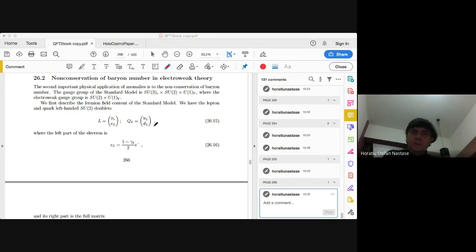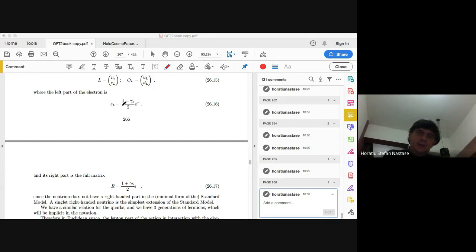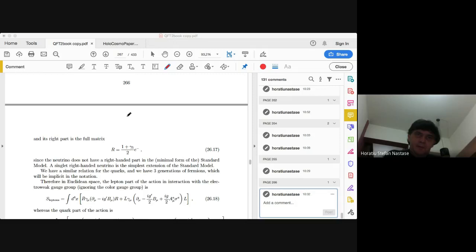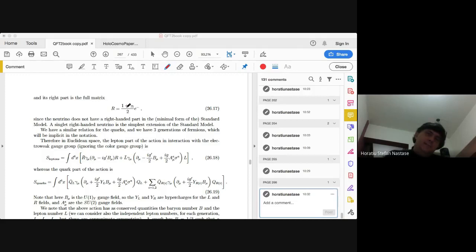And then we also have the quarks, which are also doublets under SU2: up down, charm strange, and top and bottom. Together we'll write them like this: Q left is up left, down left. Left, of course, means projection with the left projector, 1 minus gamma 5 over 2. And right means projection with the right projector, 1 plus gamma 5 over 2.